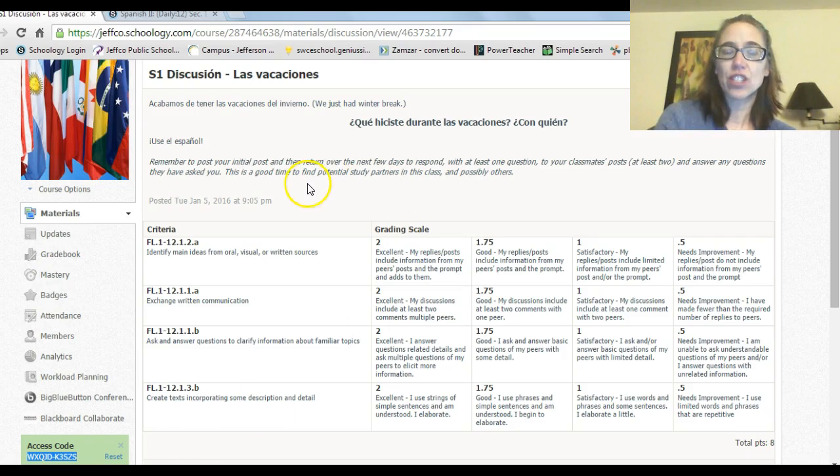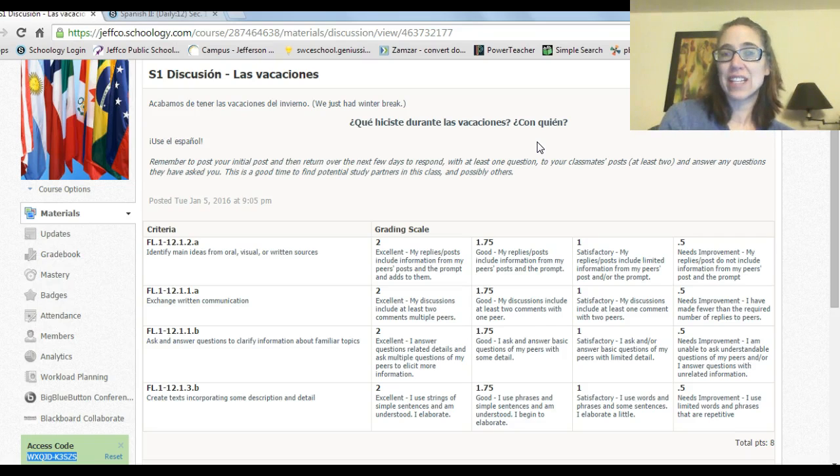So in the instructions that you'll always see at the top of any discussion, you're going to see a prompt. It might be written or it might be an audio file, and you'll be able to see which is which. If it is written, you will almost always be doing a written discussion. So if it does not say anything about the type of discussion, you're going to type out your response. You can always record your responses, but you can type.